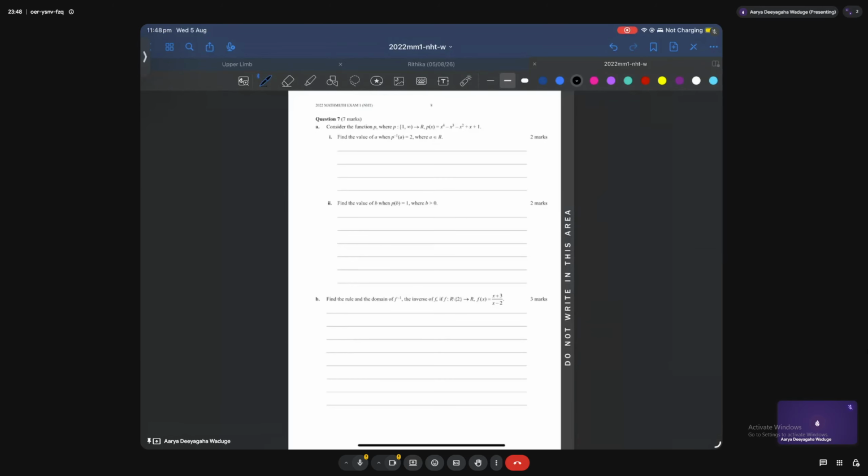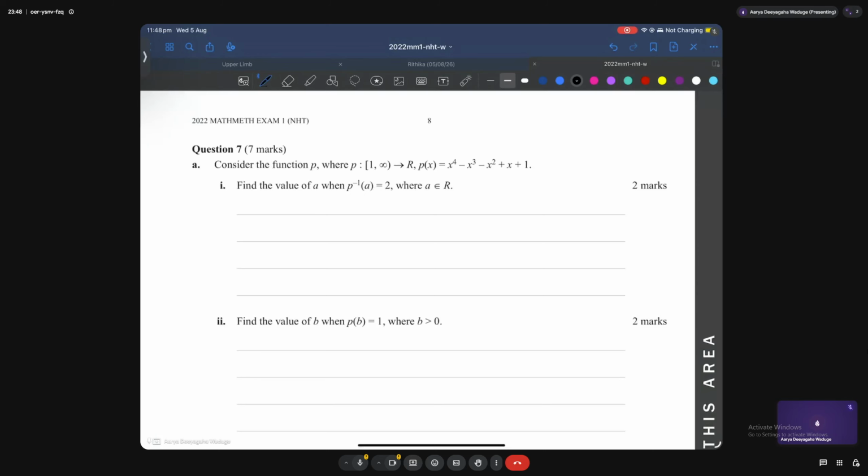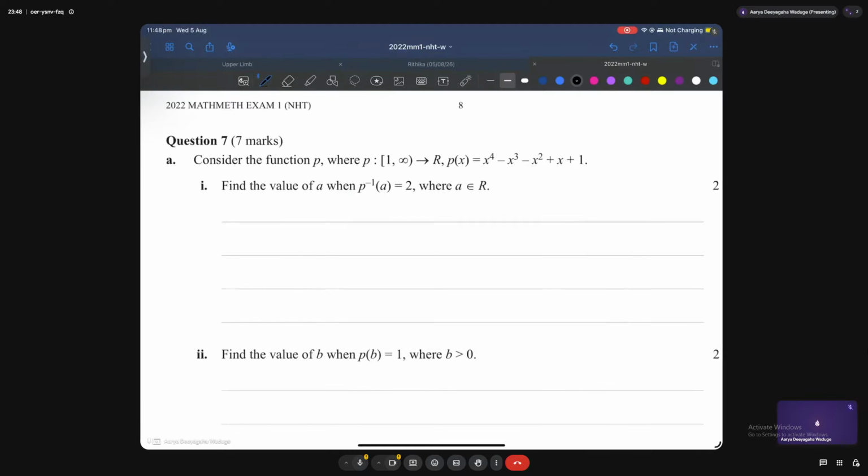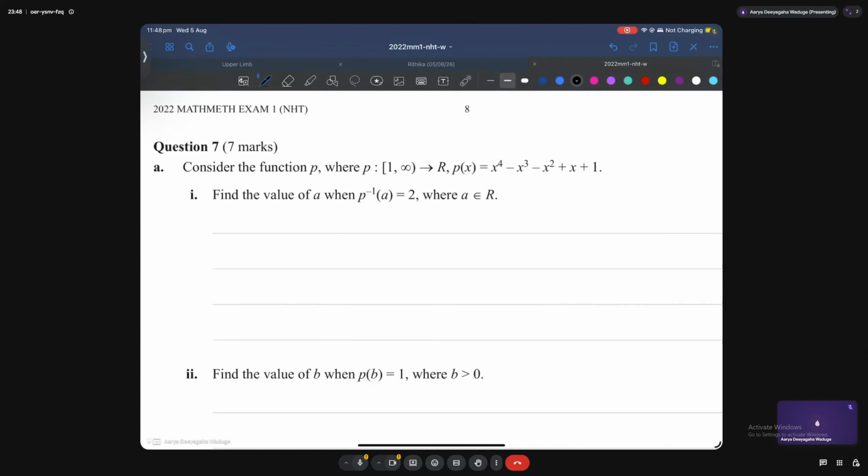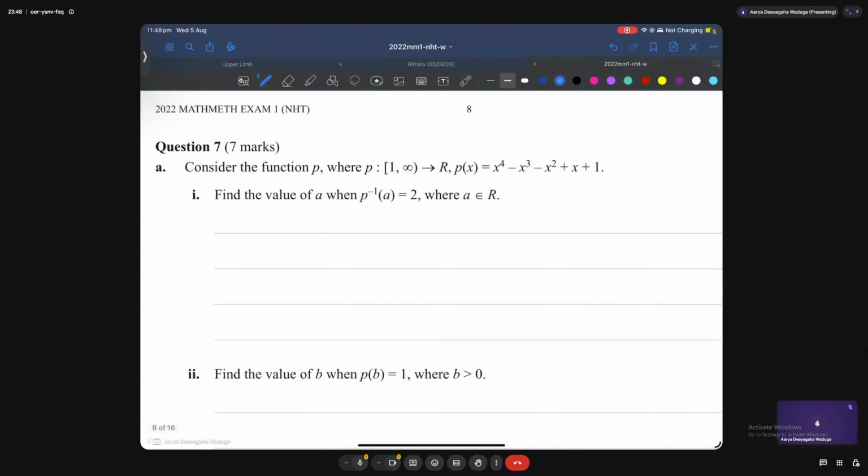Yep, nice. So consider the function p of x. This is a polynomial essentially. Find the value of a, where a is p inverse of a. Obviously in this case we do not have an expression for p inverse, and we do not need one. You could easily tell that you're going to have a very wonderful time trying to find the inverse, but very simply a is just equal to p of 2 because of the inverse property essentially.